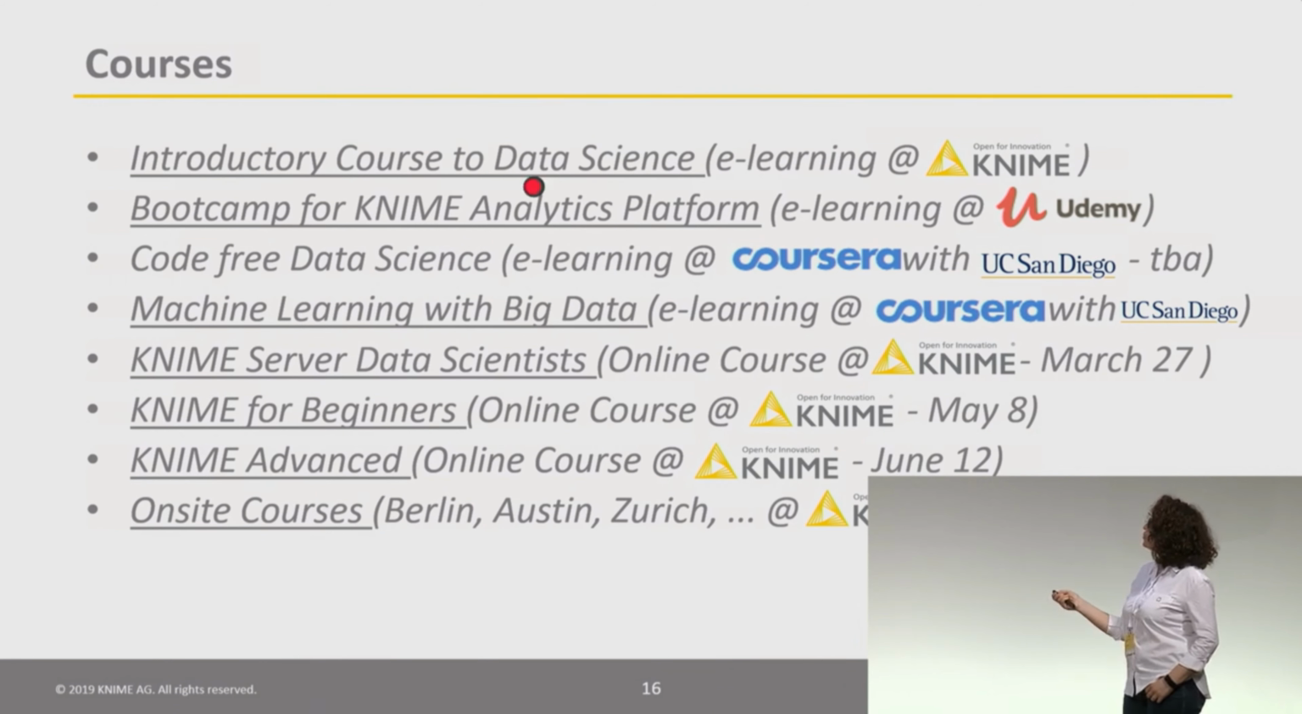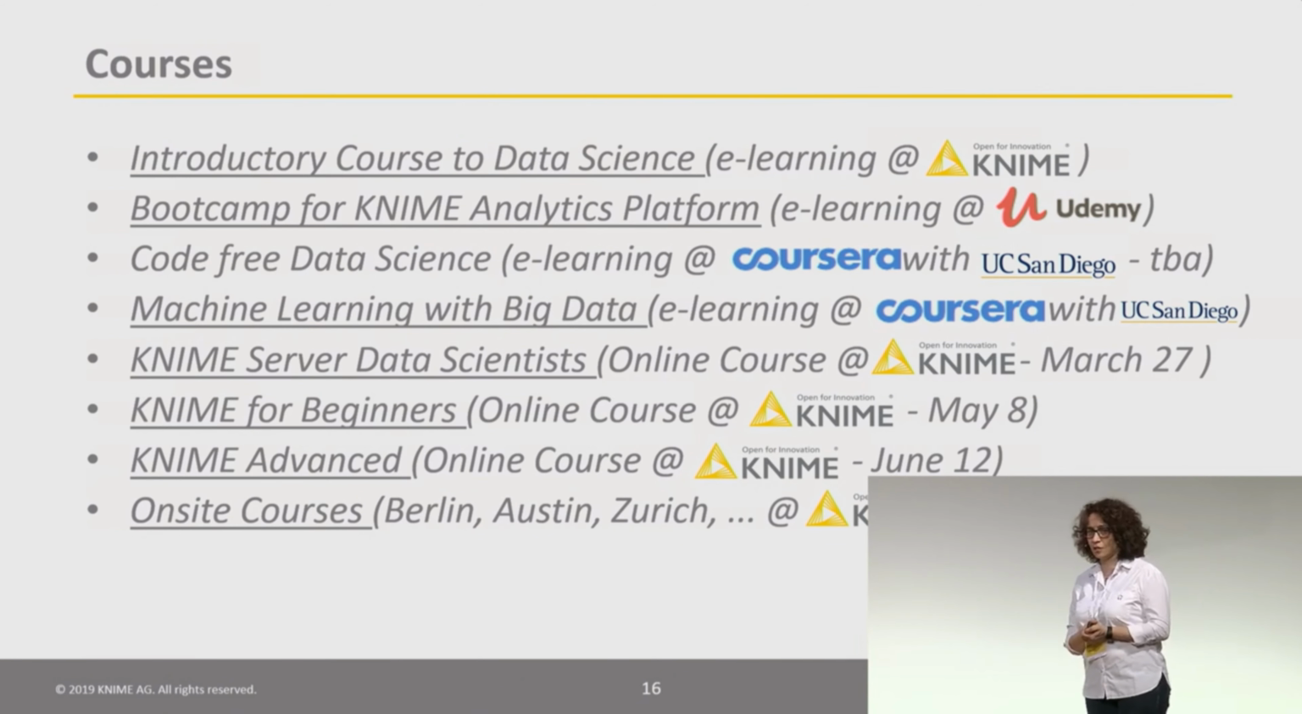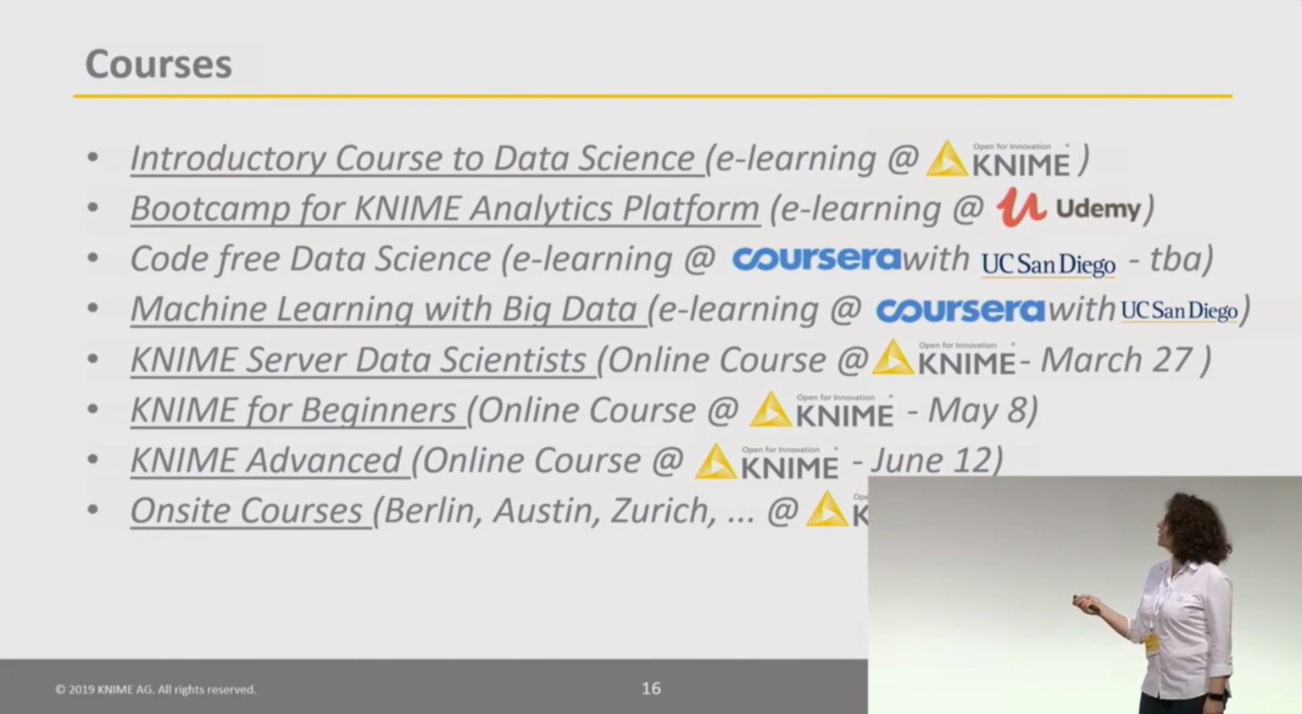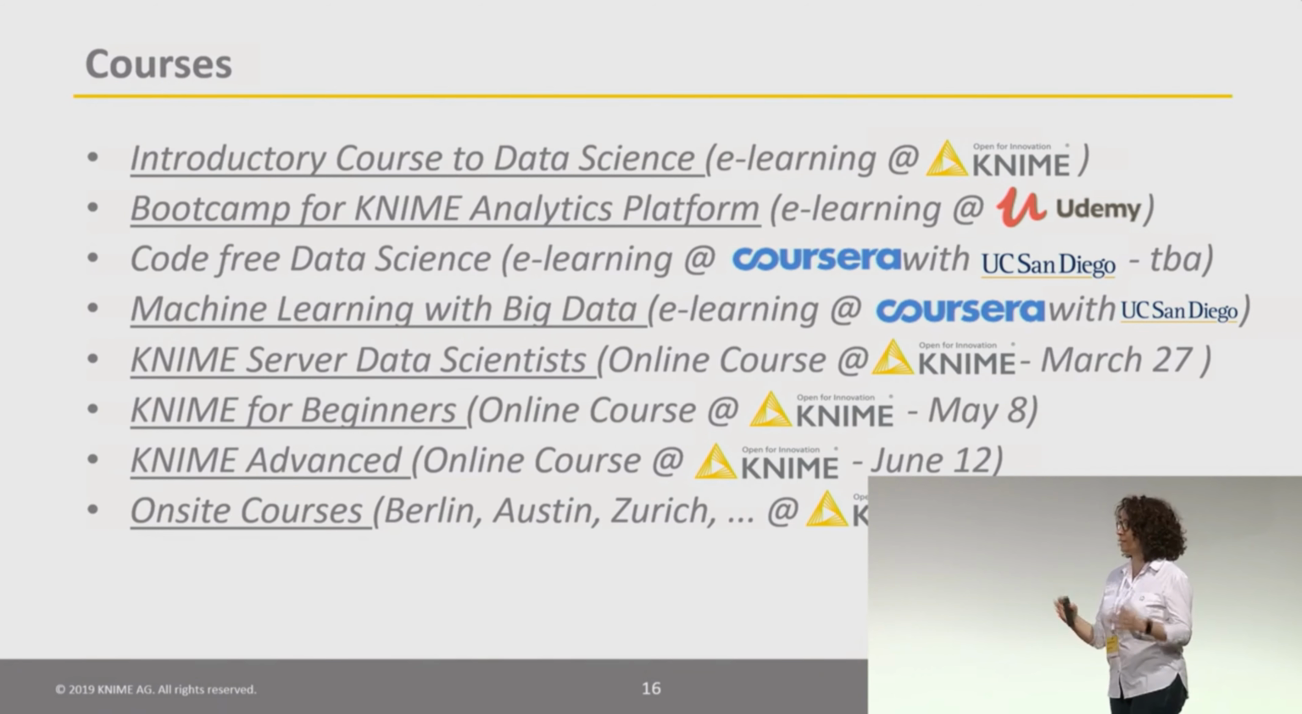There is another course on Coursera. The bigger course, it's a series of courses, is Machine Learning with Big Data, again organized by the University of San Diego. Course number 4 is dedicated to KNIME. And that's as much for the e-learning courses. Here you are again on your own. There are exercises and solutions, but it's e-learning.